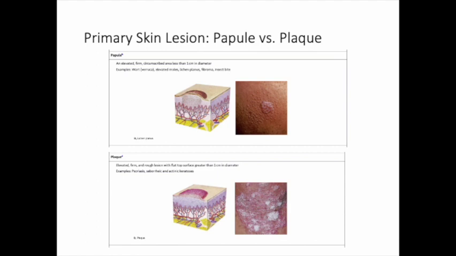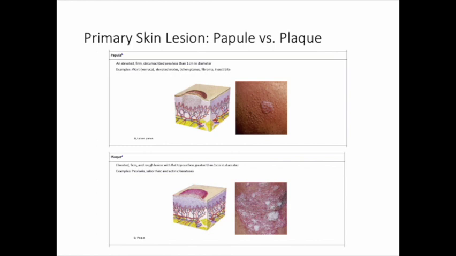Papule versus a plaque. A papule is an elevated, firm, circumscribed area less than 1 centimeter in diameter. For instance, a wart or a mole that you can feel the elevation of. An insect bite would also be called a papule. If you break out because you have insect bites throughout an area of your body, that might be called a papular rash. However, a plaque is also elevated.